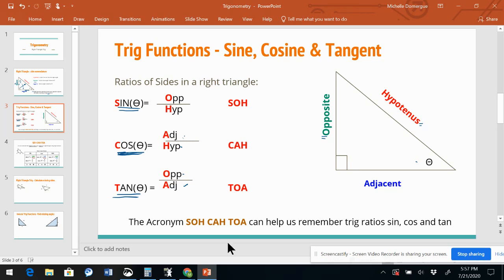There is a very helpful acronym called SOHCAHTOA that can help us remember these trig ratios. The acronym comes from the definition of the trig ratios themselves. SOH refers to sine. Sine is opposite over hypotenuse. That's where we get SOH from. Cosine, adjacent over hypotenuse. There's our CAH. And then finally, tangent is opposite over adjacent, and that's our TOA. So these are the trig ratios for sine, cosine, and tangent of a given angle. And it has to be a right triangle.